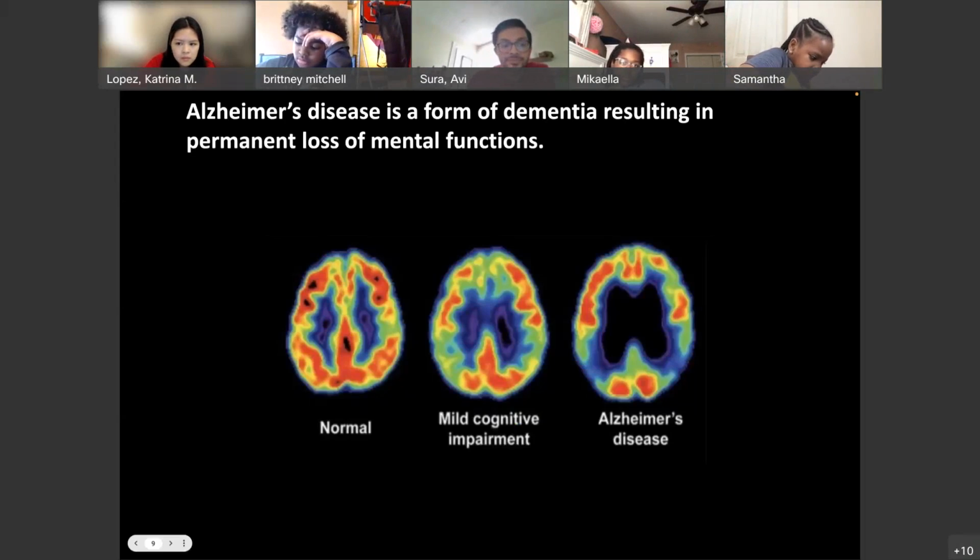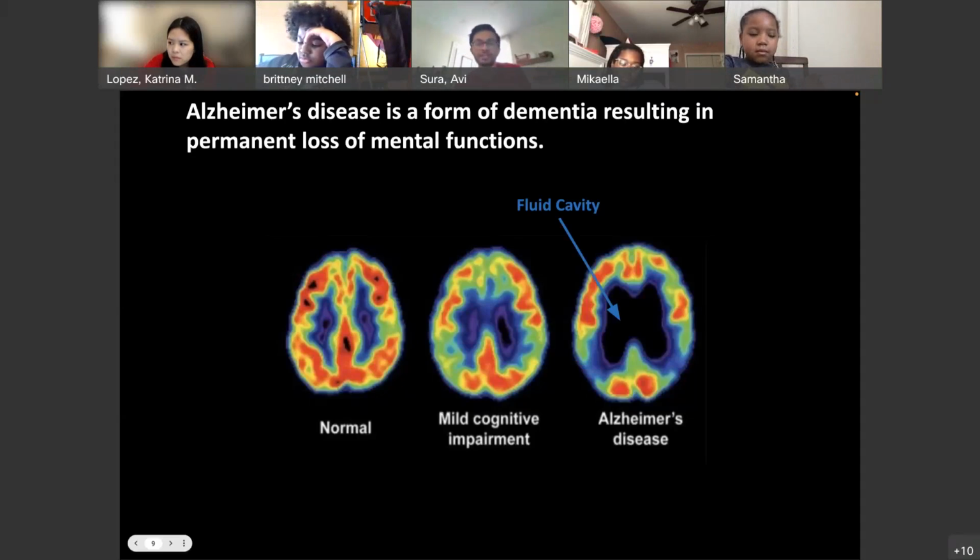And then in the last one, you see that there's very little red, mostly blue and green, and then there's this big hole in the middle, showing that there's not much activity happening at all. This indicates that a fluid cavity, which is a loss of brain matter, is forming. Alzheimer's disease is caused by the death of neurons, because neurons are damaged in this disease, and that leads to the loss of connections and networks formed by the neurons.